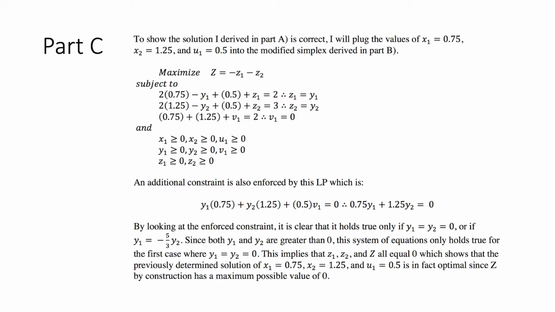Since the restricted entry rule constraint is a sum of 2 terms, all of which are greater than or equal to 0, the only way that this is true is if y1 and y2 are equal to 0. From this we get that z1 and z2, and ultimately the z function we were trying to maximize, is equal to 0, which shows us that, in fact, the solution we obtained from the KKT conditions is optimal.